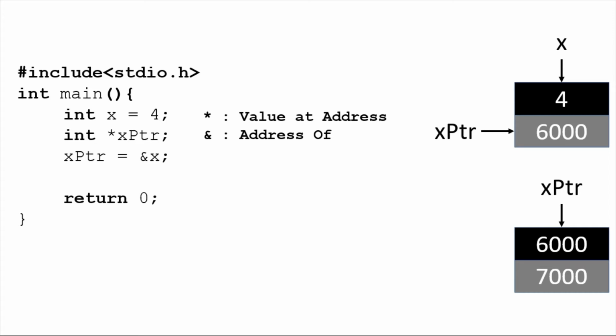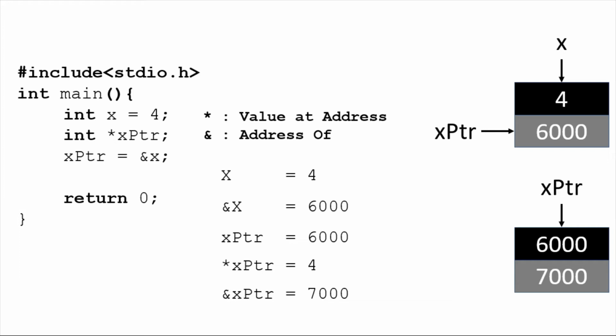So at this very moment, if you check or print the value of x, it will be 4. If you check the value of ampersand x, that is address of x, it will be 6000. If you check the value of xptr, that is x pointer, it will be 6000. And if you check the value of star xptr, it will be 4, as star means value at address 6000. Value at address 6000 is 4. Now at the last, if you check the value of ampersand xptr, that is address of xptr, it will be 7000. So this is what a pointer is.